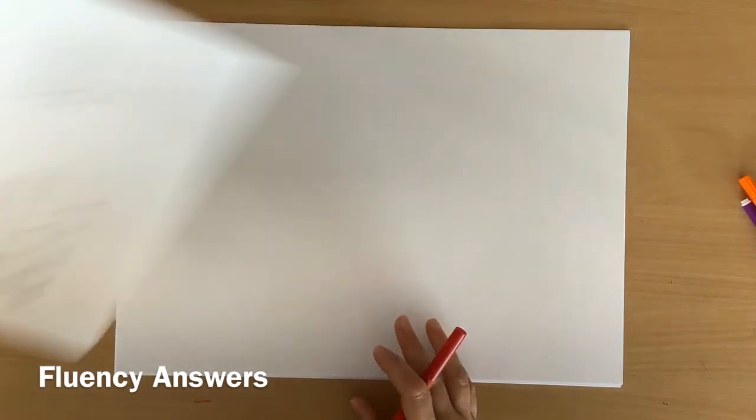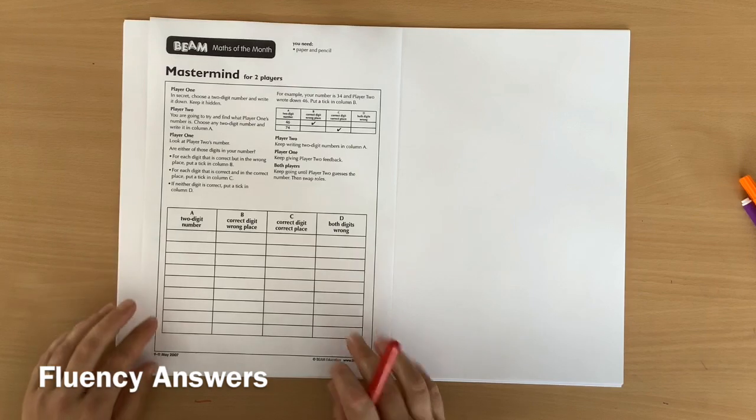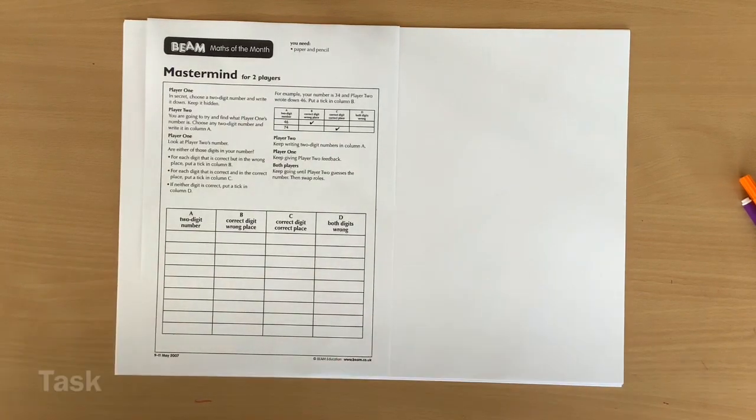So, today we are going to do a little roundup by playing some Mastermind. Now, this particular version of Mastermind is for 2-digit numbers. But once you've got the hang of it, you can actually extend it to even bigger numbers. And also, if you go onto the PowerPoint presentation, there's a link to another activity that you can play online to practice your place value.